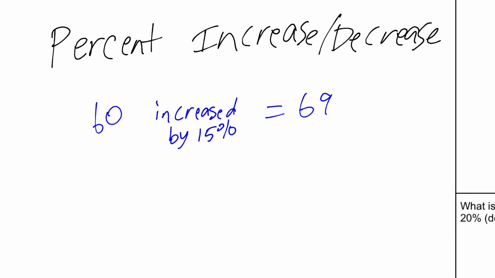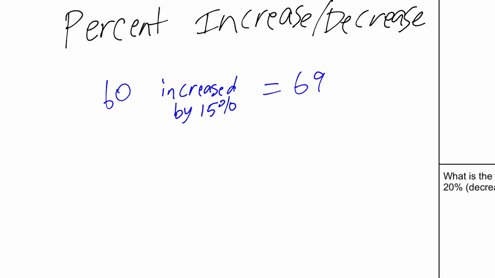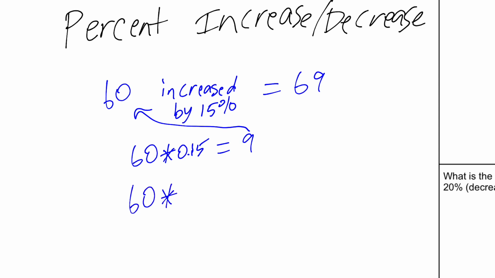For a percent increase and decrease, let's consider a scenario. The number 60, if it's increased by 15%, is 69. There's a couple ways you can go about doing that. You can take 60 times 0.15, and that gives you 9. And then you can go ahead and add that to your original, and you get 69. But it turns out you can also multiply by 1.15, and that gives you straight to your answer, 69.